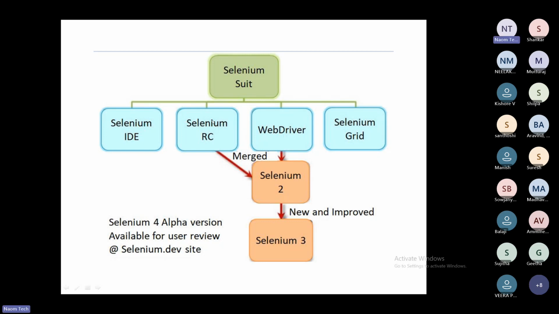So if you look at the diagram, you can easily understand. Selenium RC and Selenium WebDriver got merged into Selenium 2. Even Selenium Grid is developed from Selenium RC. And Selenium IDE is one more legacy component which was introduced in the beginning. Later, Selenium 2 changed to Selenium 3. It has improved to the next version, which is Selenium 3. And Selenium 4 is an alpha version. Maybe you can check about it at the selenium.dev website if you are interested.